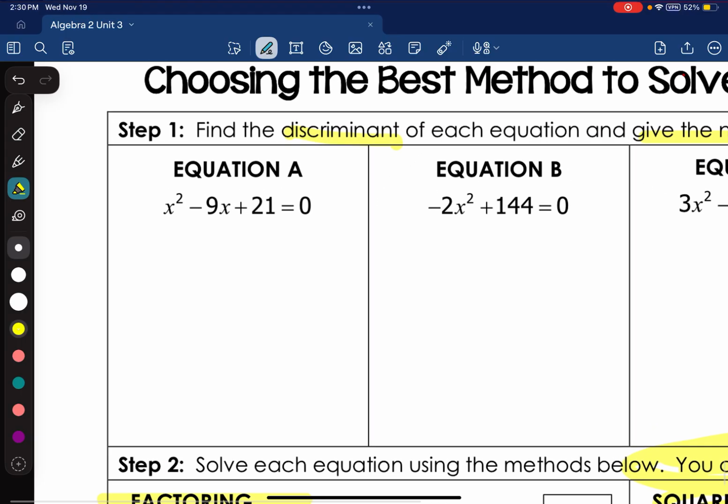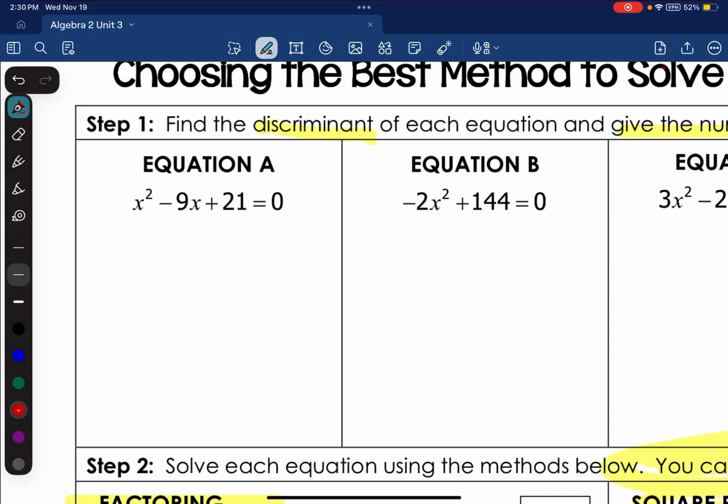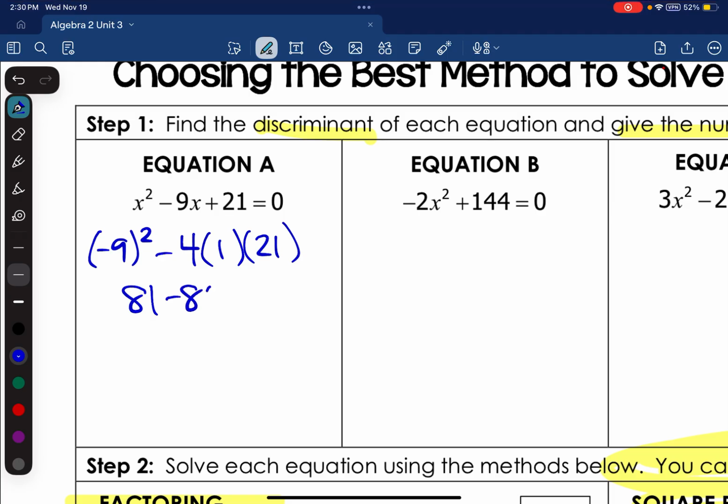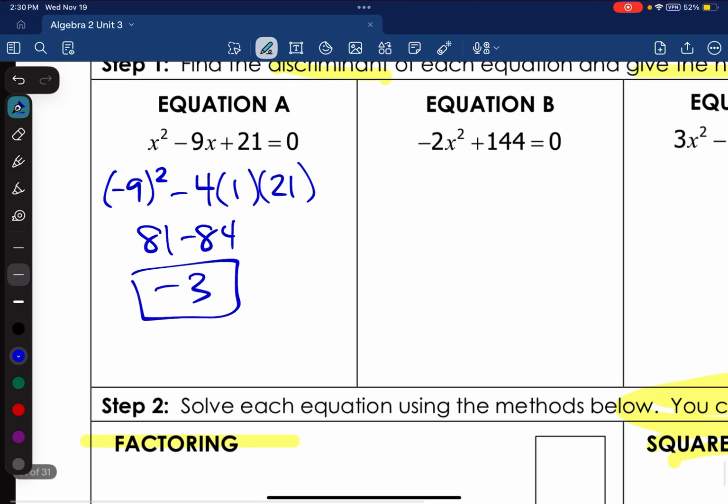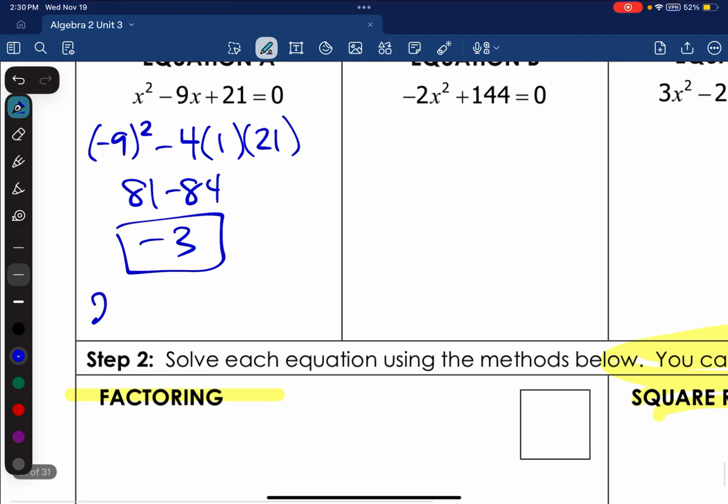Okay, so to do that, the very first thing we need to do is find the discriminant, like we did on the previous page. So discriminant is b squared, so negative 9 squared minus 4 times a times c. It's going to give me 81 minus 84, so I'm going to have negative 3. When the number is less than 0, that means I'm going to have 2 imaginary roots.